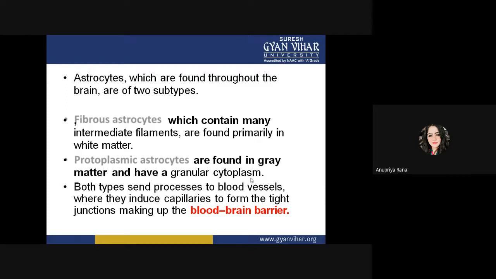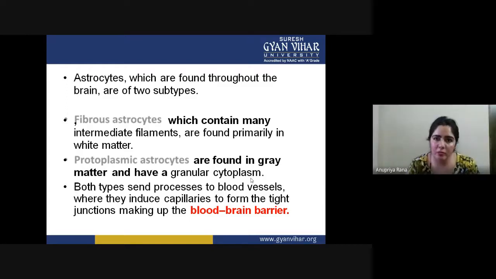Here are two types of astrocyte cells. The first is the fibrous astrocyte, and the second is the protoplasmic astrocyte. Fibrous astrocytes contain many intermediate filaments, and most of the time they are primarily found inside the white matter. They are found throughout the brain, but their special appearance is in the white matter.